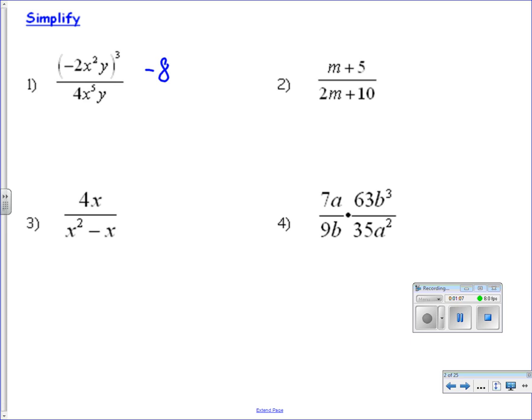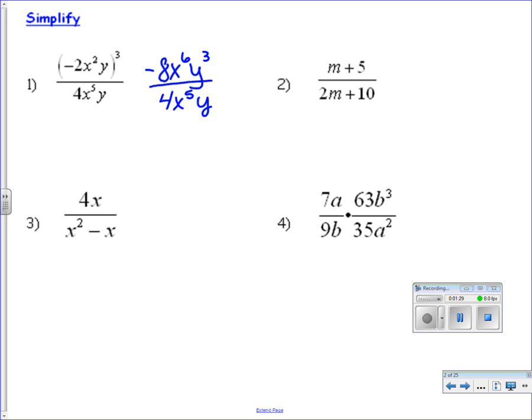And then we're going to remember with the exponents, what do we do with the exponents? We multiply. So we're going to do 2 times 3. Normally we add them, but if the exponent's outside the parenthesis, that's why we're multiplying. So we're going to have x to the 6 and y to the 3. And the denominator is fine.